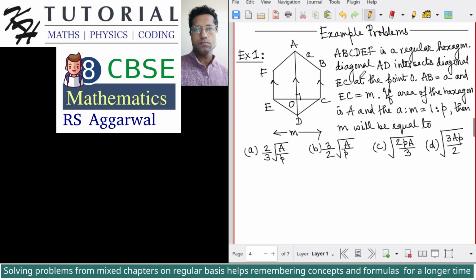Okay, and now I can clearly see that the diagonal AD is bisecting the entire regular hexagon into two trapezium. That is, on the right hand side we have ABCD, and on the left hand side we have AFED. We already know that this will also be small a. Now, how do we know?